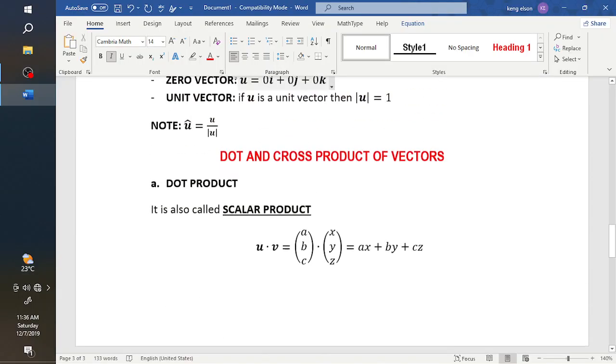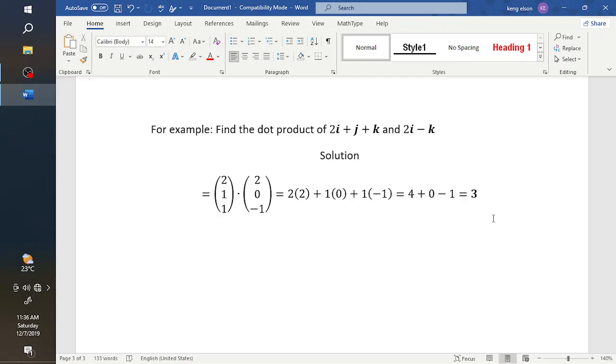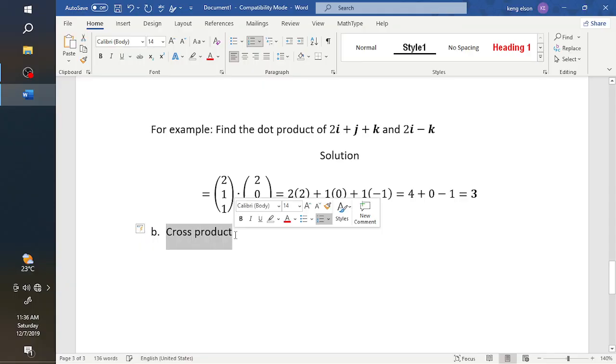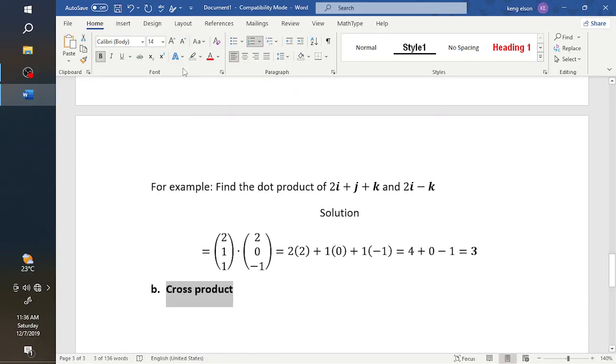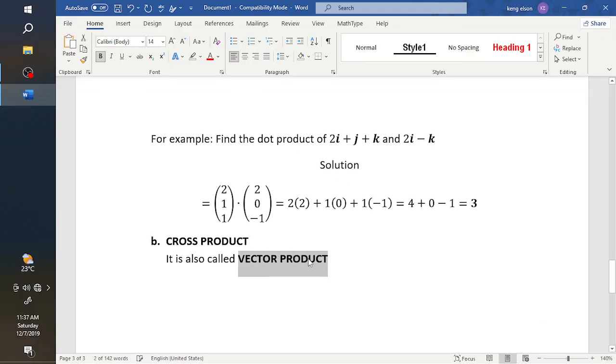Alright, after looking at dot product, which is otherwise called scalar product, let us look at the second. The second is cross product. Now the cross product of two vectors is also called the vector product of the two vectors. Is it okay? It is called vector product because the result is a vector.